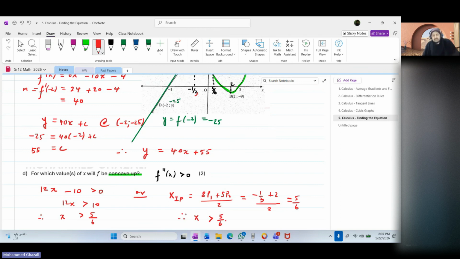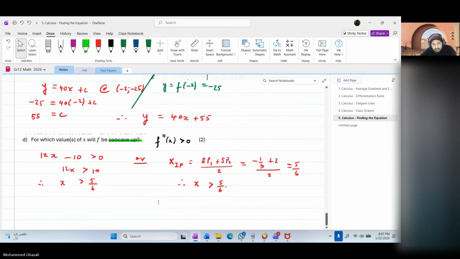But I like the derivatives method. It's much faster. I don't need to remember all these fancy rules, because sometimes this rule can fail. It only works for the x value. If you have two stationary points, then it will always work. But if you have a single stationary point, then you have a problem.